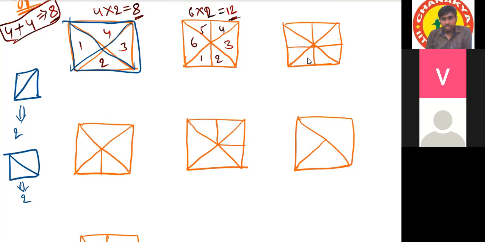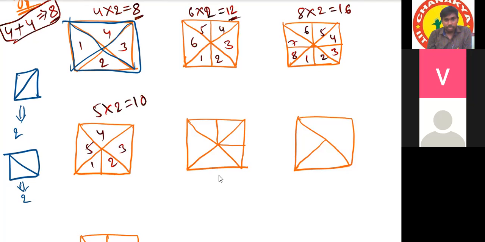16. Yes, correct: 1, 2, 3, 4, 5, 6, 7, and 8. So 8 2s are 16. Next, 10. Yes, 1, 2, 3, 4, 5. So 5 2s are 10. In this, 12: 1, 2, 3, 4, 5, 6. So 6 2s are 12.